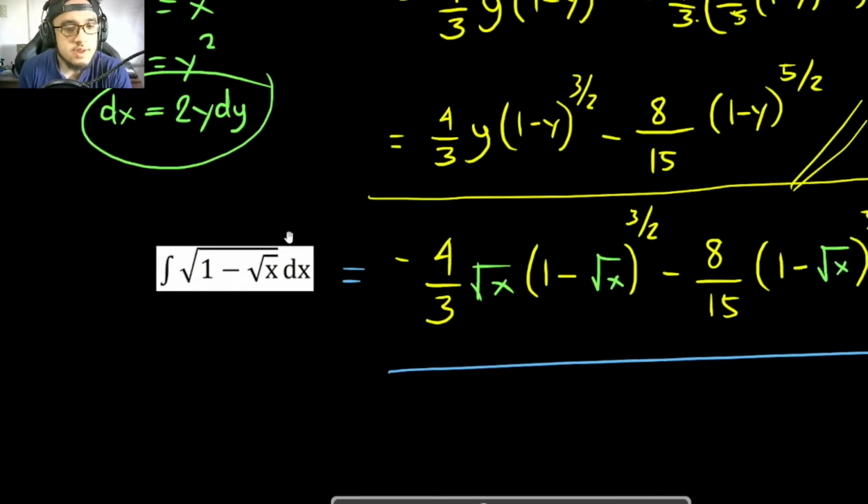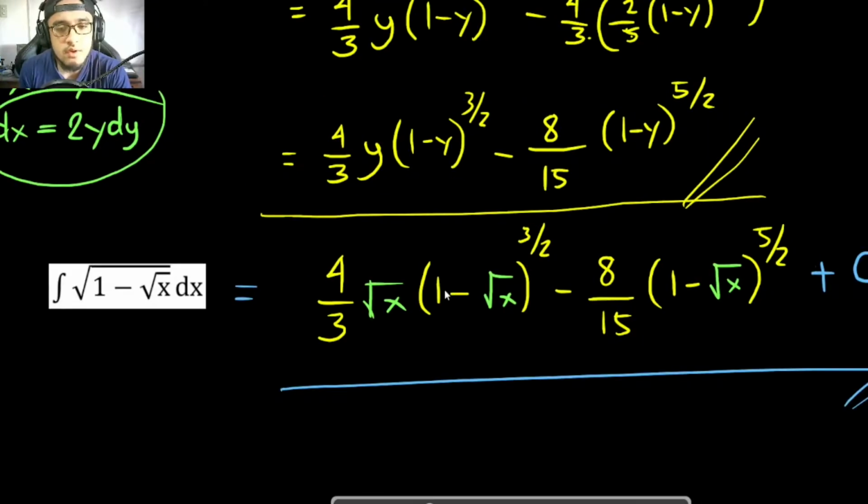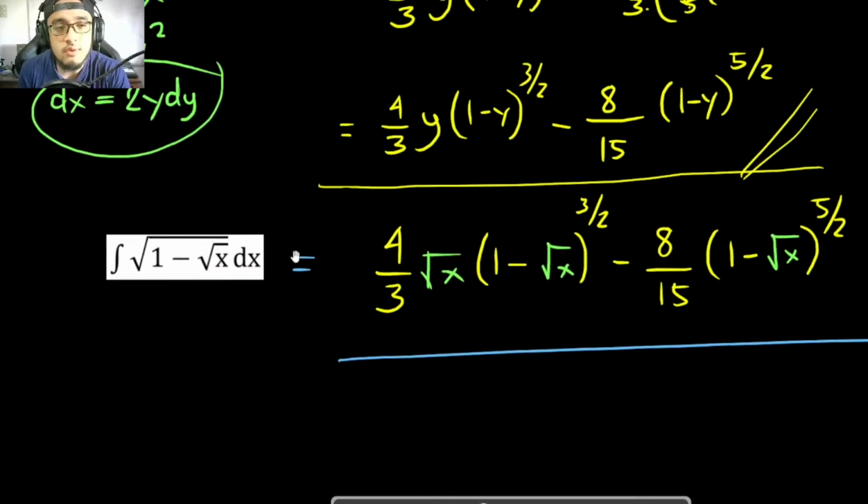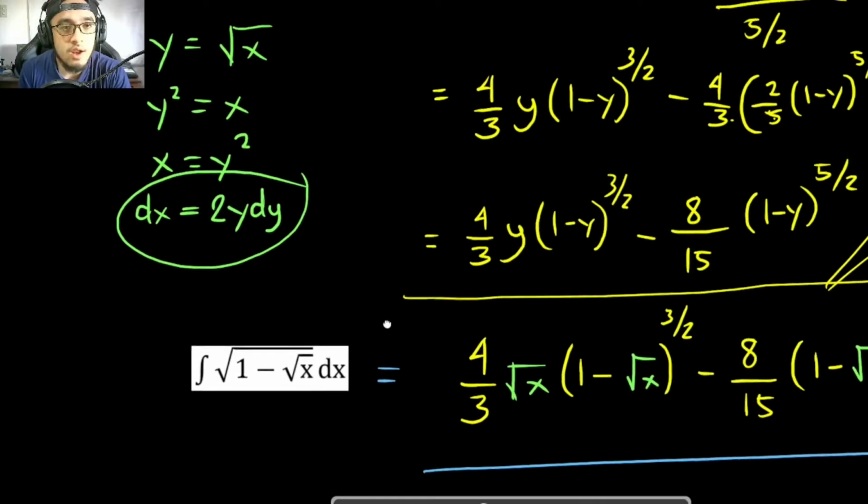The answer of this integration problem right here, which is the integral of square root of 1 minus square root of x dx, is equal to 4/3 times square root of x times 1 minus square root of x raised to 3/2 minus 8/15 times 1 minus square root of x raised to 5/2 plus c. So this is to be your answer for this particular problem using the equation that I have solved for earlier. But once again, guys, this is not to be the only way for you to solve for this equation using method of substitution. So it would be up to you on where you would be substituting your value for your y.